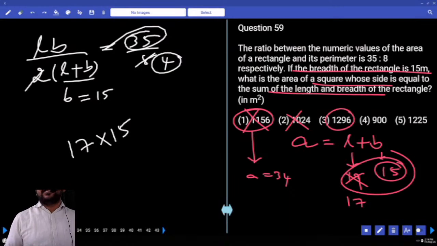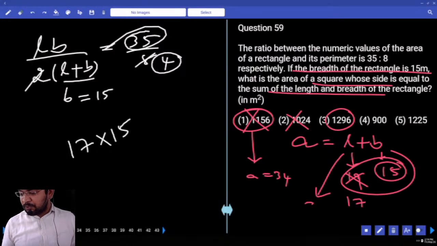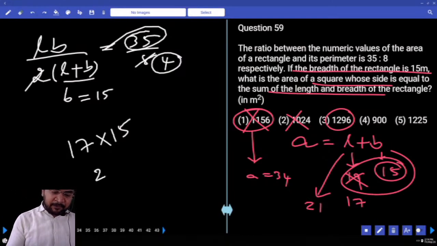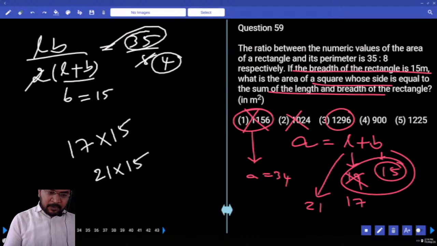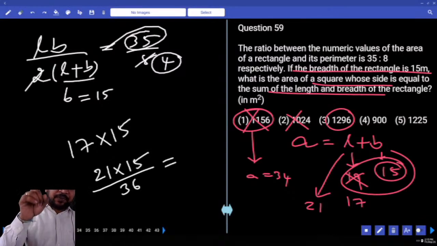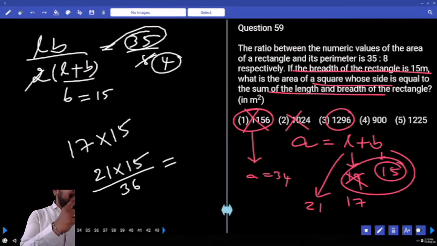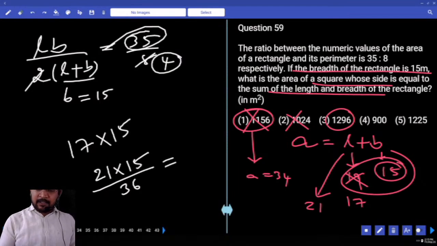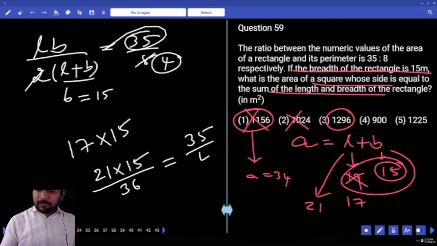Next, if you go for 1296, which square is it? 36 squared. The side is 36, and B is already 15. If you subtract 15 from 36, L is 21. L plus B is 36. Is 21 into 15 a multiple of 35? In 21, 7 is there, in 15, 3 is there; 7 into 5 is 35. Yes. So your answer is 1296.